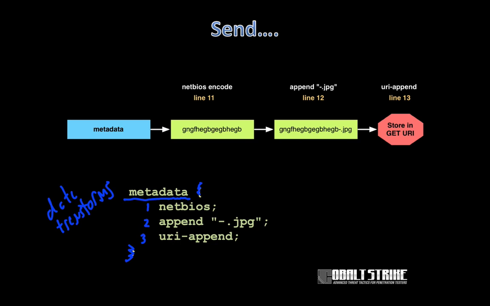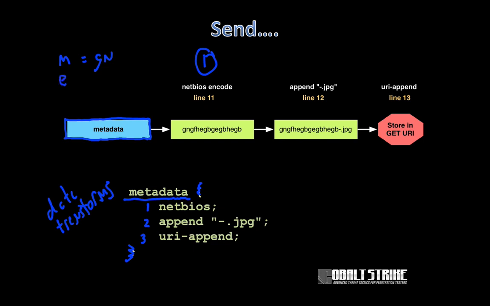So our Beacon wants to send metadata as part of an HTTP GET client request. So it's the client side of the Beacon trying to download tasks. We want to send this metadata. The first step we take is to NetBIOS encode that data. NetBIOS encode is a way of taking a single byte and representing it with 2 characters in the English alphabet, or the Roman alphabet.